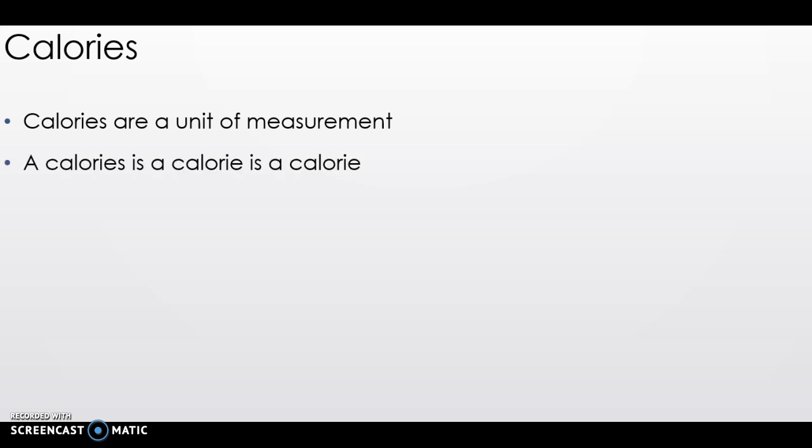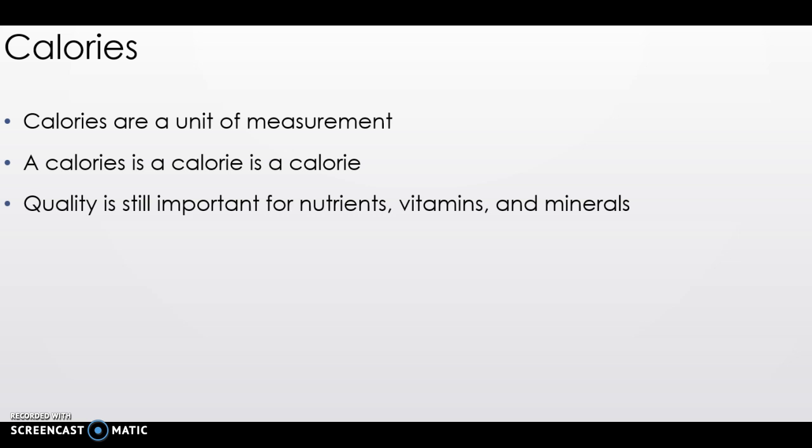So in that reference, we say a calorie is a calorie is a calorie because we're talking about the same unit of measurement. Now, quality is still important for calories because we need things like nutrients, vitamins, and minerals.